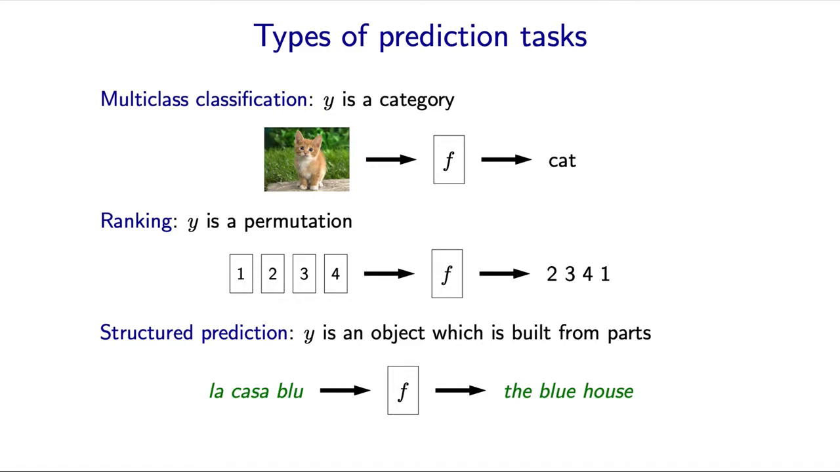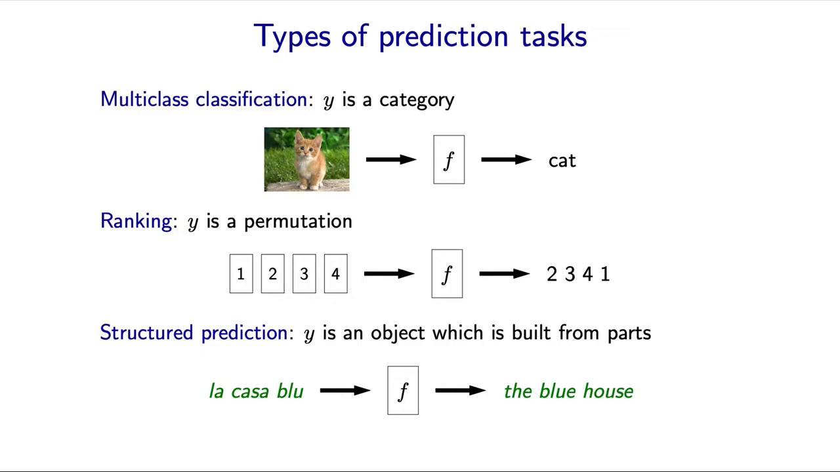Here are some deeper types of prediction tasks. So there's multi-class classification, where y is a category. For example, we give it an image, and the goal is to predict whether it's a cat or dog. Then we have ranking, where the output is a permutation. For example, we input 1, 2, 3, 4 and output 2, 3, 4, 1. That's the ranking algorithm. Then we have structured prediction, where y is an object which is built from parts.